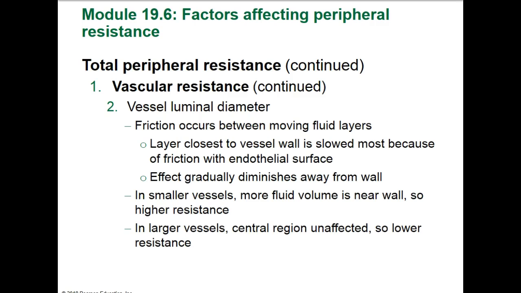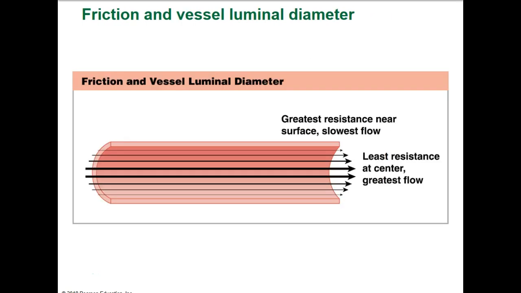So in your smaller vessels, more fluid volume is near your wall, obviously, so you have higher resistance in the smaller vessels. In larger vessels, you have a larger central region that's unaffected, so you have lower resistance if you have a larger diameter vessel. And this graphic shows how the luminal diameter has an impact on friction, therefore resistance. So at the center, you have the greatest flow.